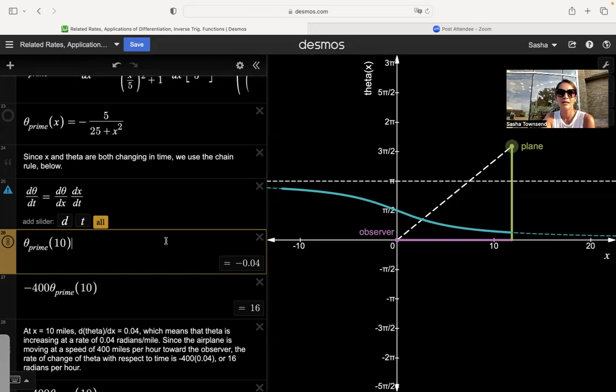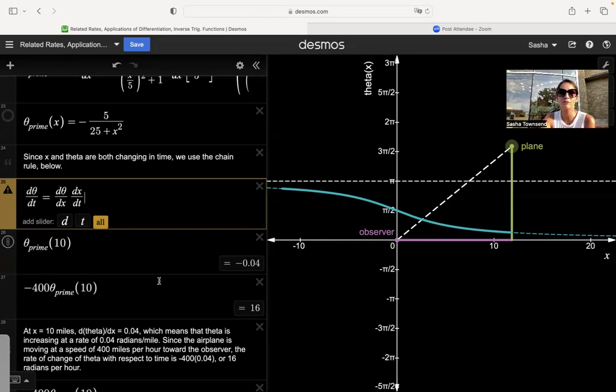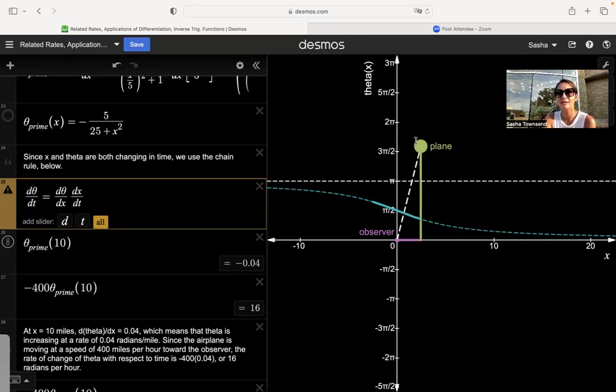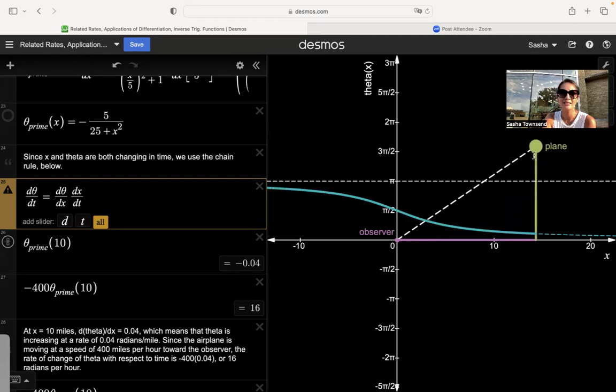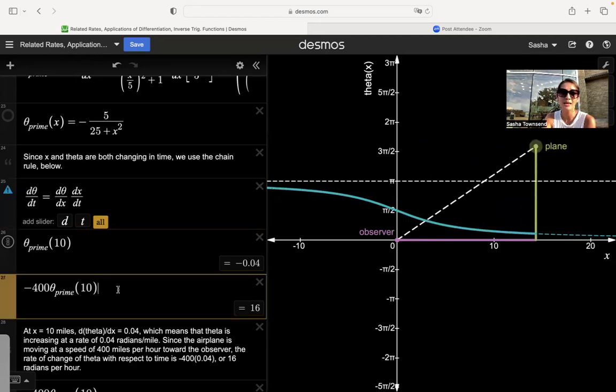And then you say, okay, I'm looking for the change in theta with respect to time, and x is actually shrinking at a rate of 400 miles per hour, so I have to multiply by negative 400. That negative 400 times that negative 0.04 gives us 16 radians per hour, which is consistent with our expectations. That theta value is increasing as time increases. So dθ/dt is positive as we would expect, and dθ/dx is negative as we would expect as well.